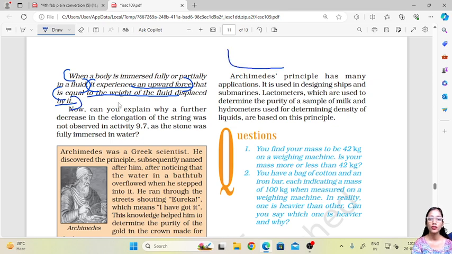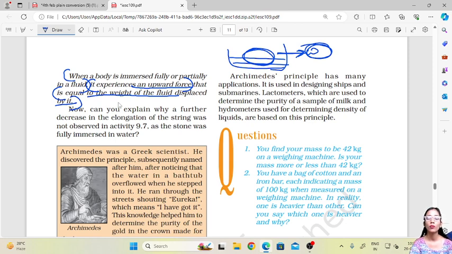Suppose this is the fluid, and you are immersing an object in it, and the displaced fluid has a weight W. Then this object will experience an upward force equal to the weight of the fluid it has displaced. So this is the Archimedes principle.